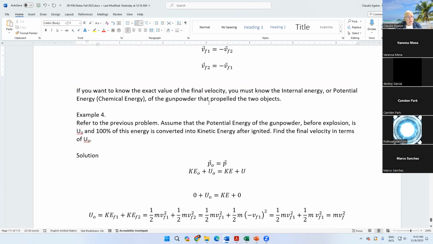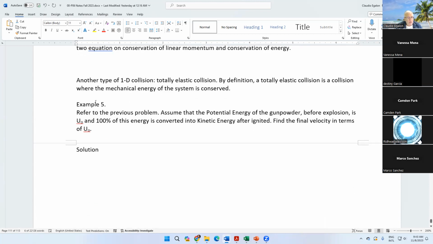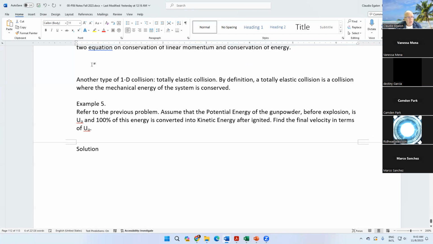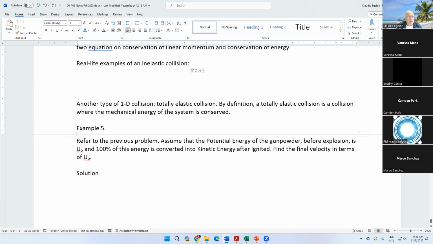Okay, here you go, real life examples of an explosion. A gun and a bullet being fired.